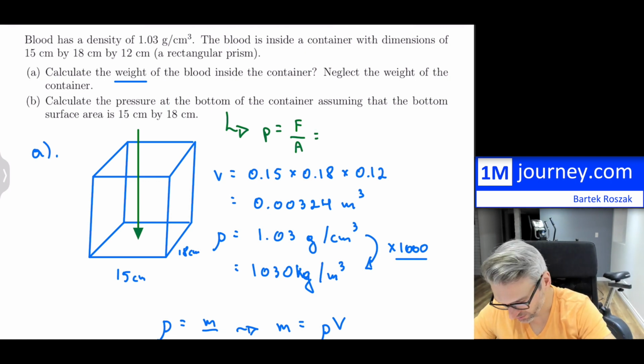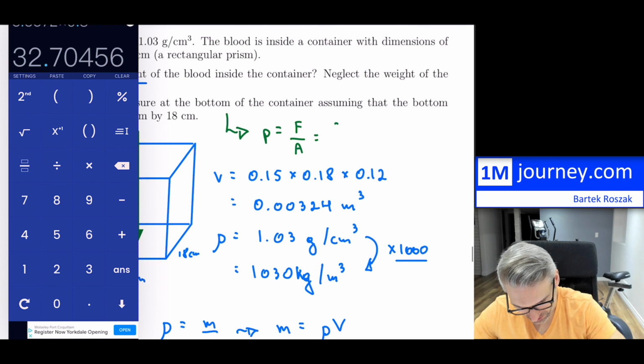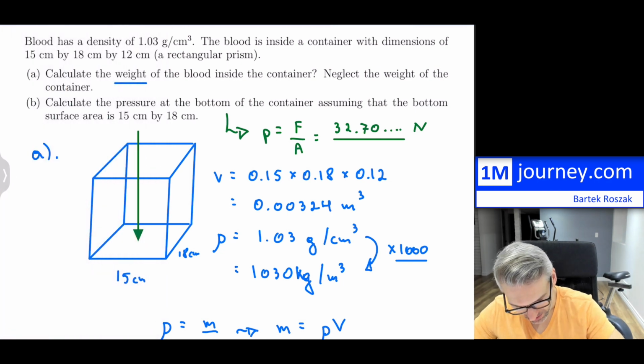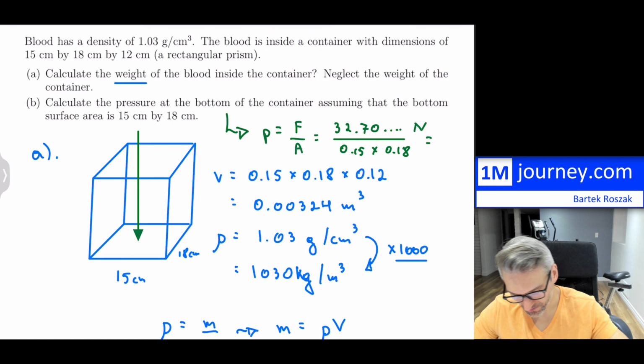And we've just found what that was, all right? So this is 32.70, etc. So if we know what that force is, so that is the weight, the area now, so now the area itself is 0.15 times 0.18, okay? And that's going to give us what the answer is.